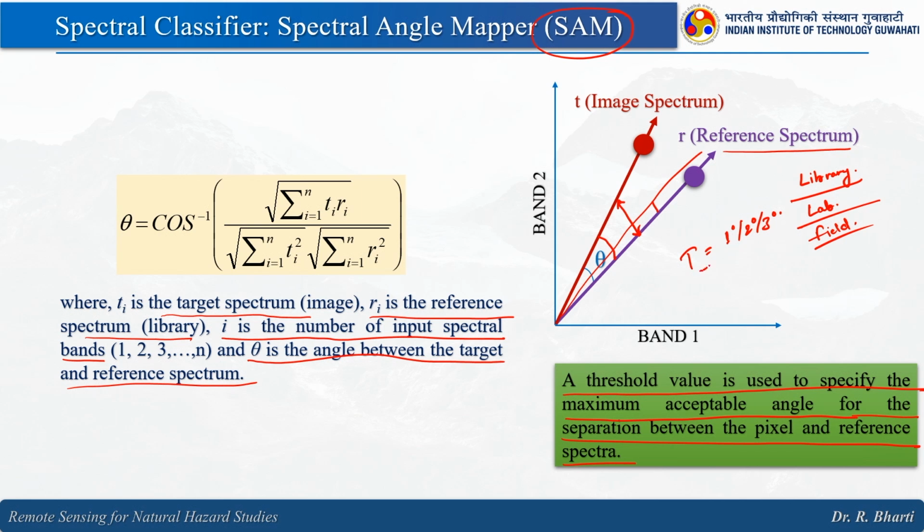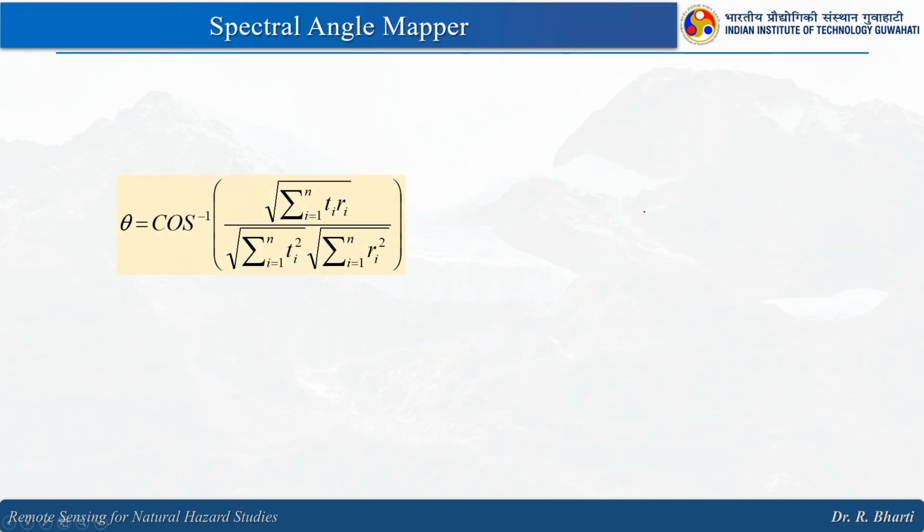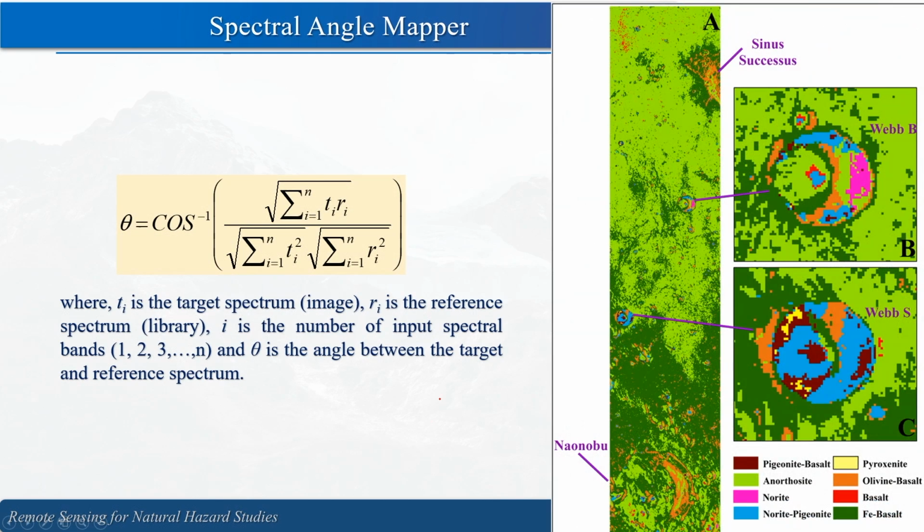So, depending upon that, the system or the method will decide whether they belong to the same class or to different classes, right. Similarly, using this SAM, this image has been classified, and you can see here basalt, anorthosite, norite, then pyroxenite, olivine, basalt, Fe basalt, those are mapped in this particular image, right. So, this is a very good method.